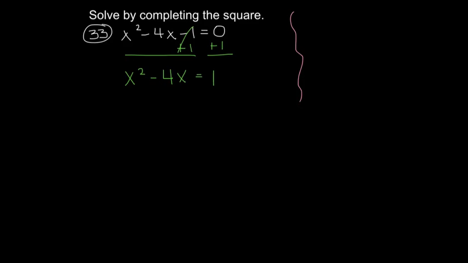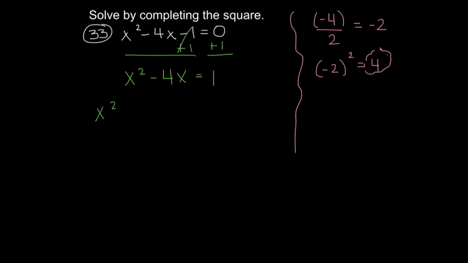I'll work off to the side here. I have negative 4. The first thing I want to do is take half of that. So whatever half of negative 4 is, in this case it's negative 2, I want to take that number then, that negative 2, and I want to square it, which gives me positive 4. So this number is the number that will be added to both sides of that equal sign.